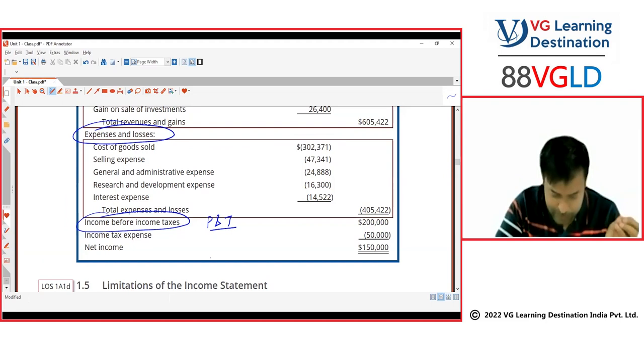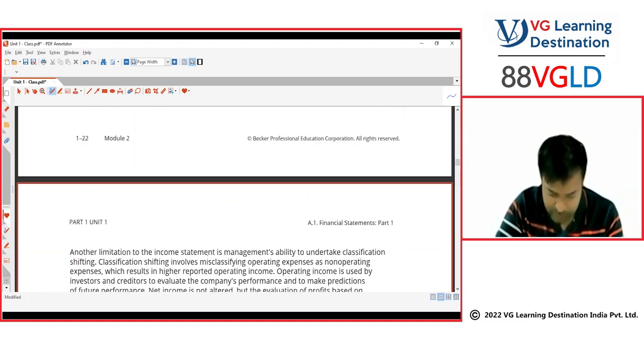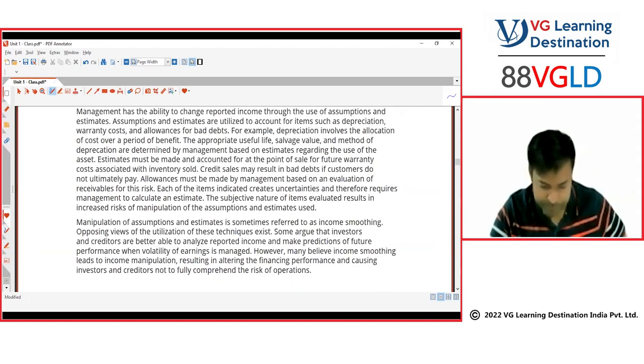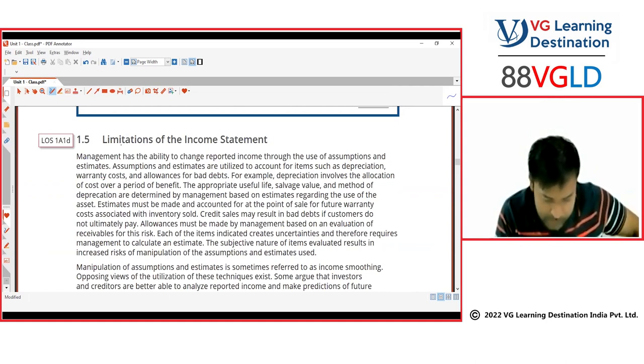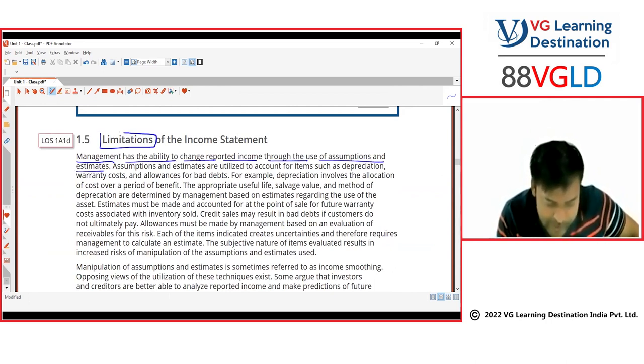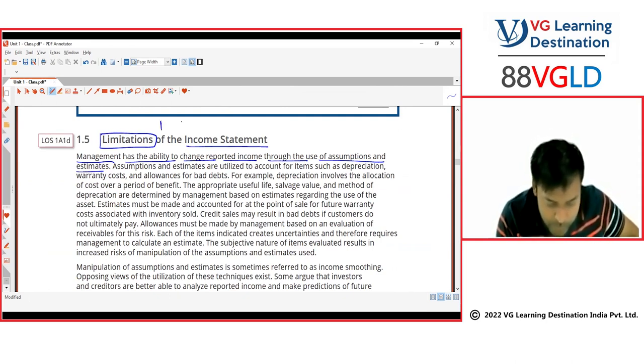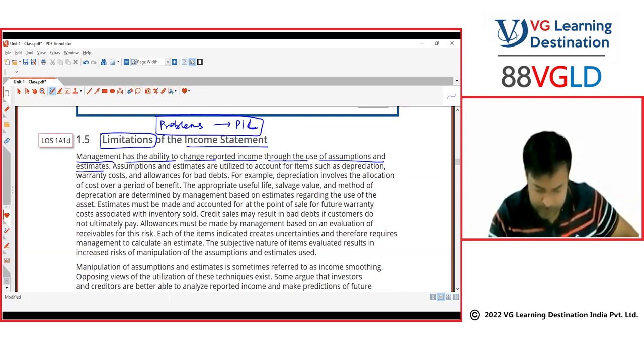Up till here, do we have any questions, guys? Feel free to ask. No? Okay. Limitation of the income statement. Management has the ability to change the reported income through the use of assumptions and estimates. We are looking at the limitations of the income statement. That means, in simple terms, what are the problems of the P&L? Anything which comes to your mind, guys? Estimates, very good point.